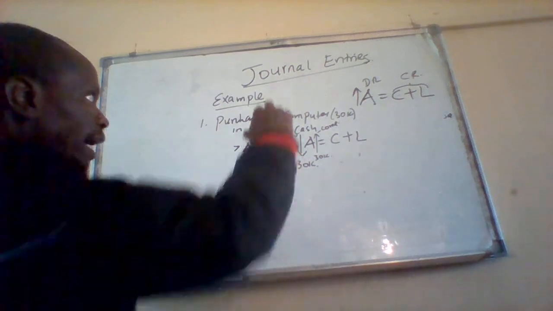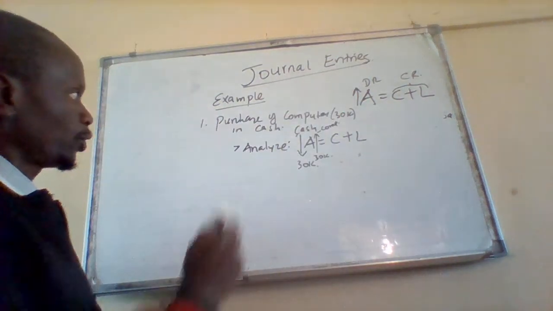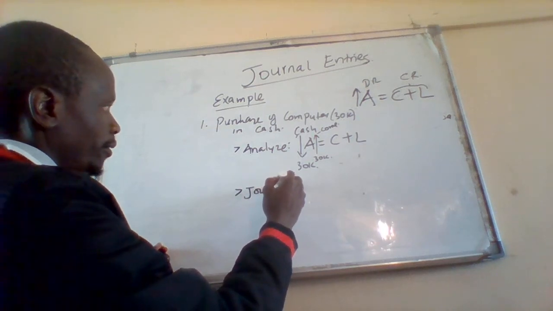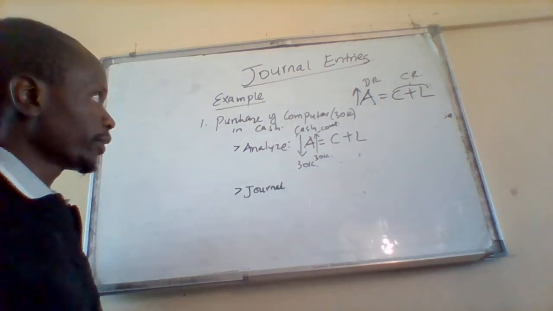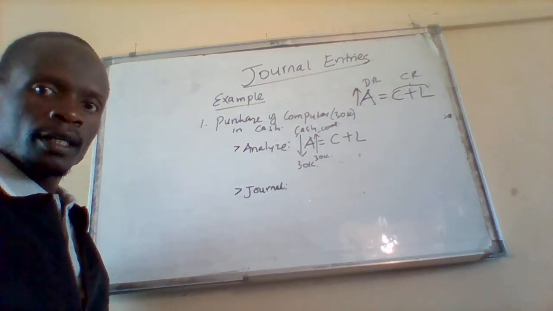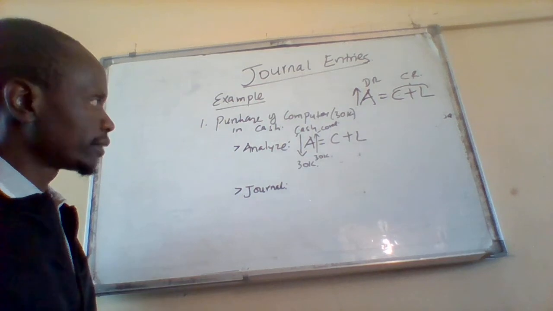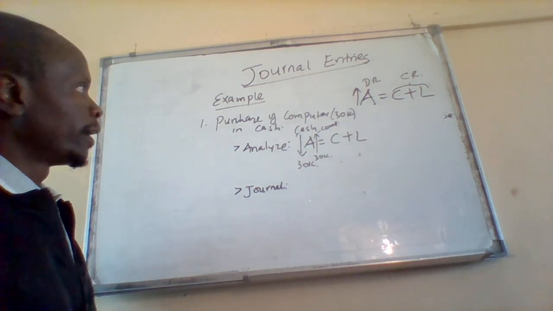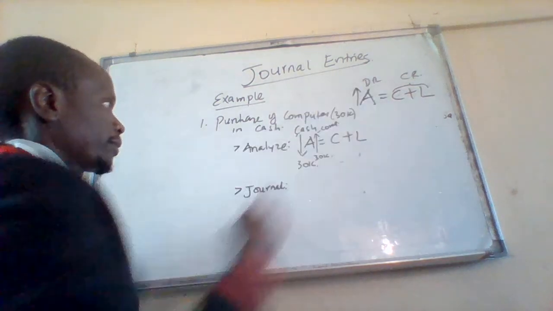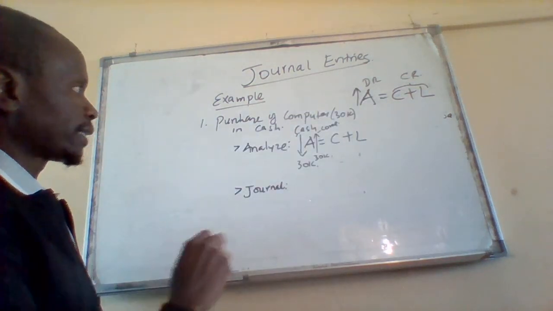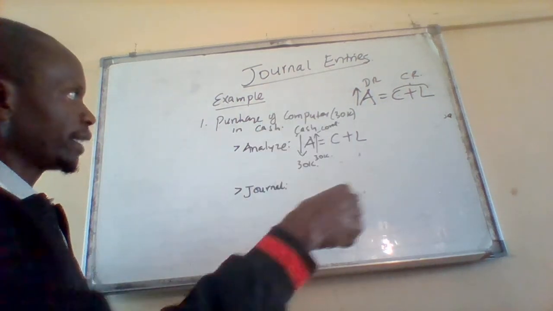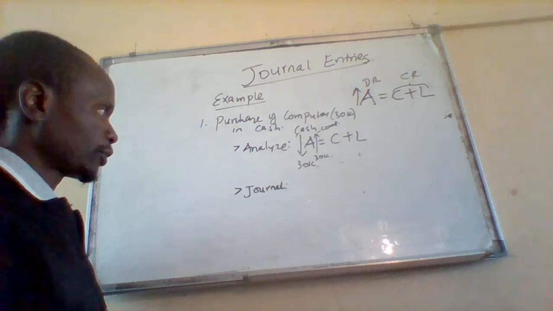Now, how will you pass the journal entry after analyzing? So the second step is journal entry. Journal entry is about which account to debit, and which account to credit. Now, this is what we will do. If an asset increases with debit, and there's an asset which has increased, that is the computer. So we should debit the computer account.